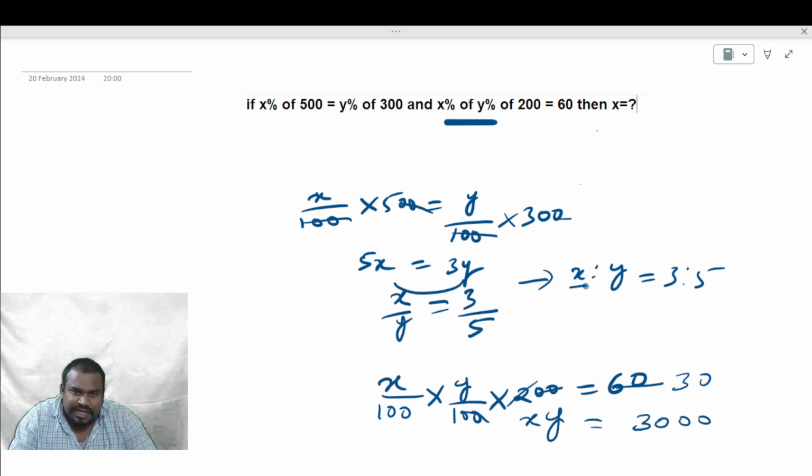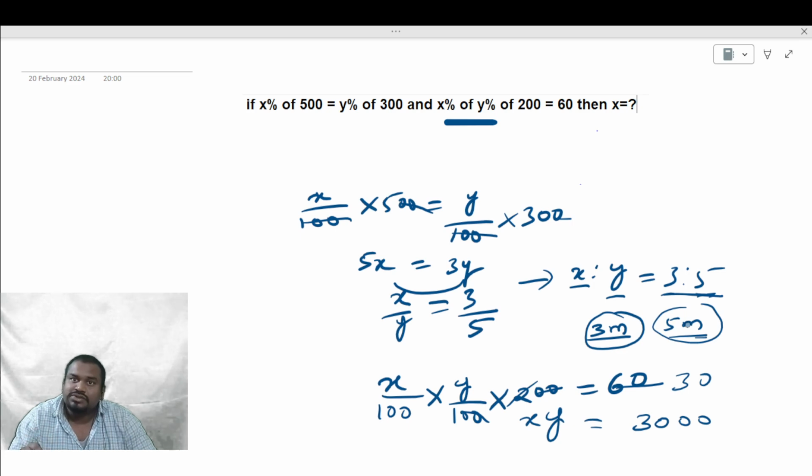But see here, the x is to y ratio is known, that is 3 is to 5. Whenever there is a ratio, if you multiply that ratio with a constant number, say L or K or M, then they become 3M and 5M. Now it is not a ratio anymore. I have converted this ratio into numbers by multiplying them with the parameter M. So 3M and 5M are the values of x and y. So now if you can find the M value and multiply with 3, that is nothing but the x value. So for that, I'll substitute 3M and 5M here.